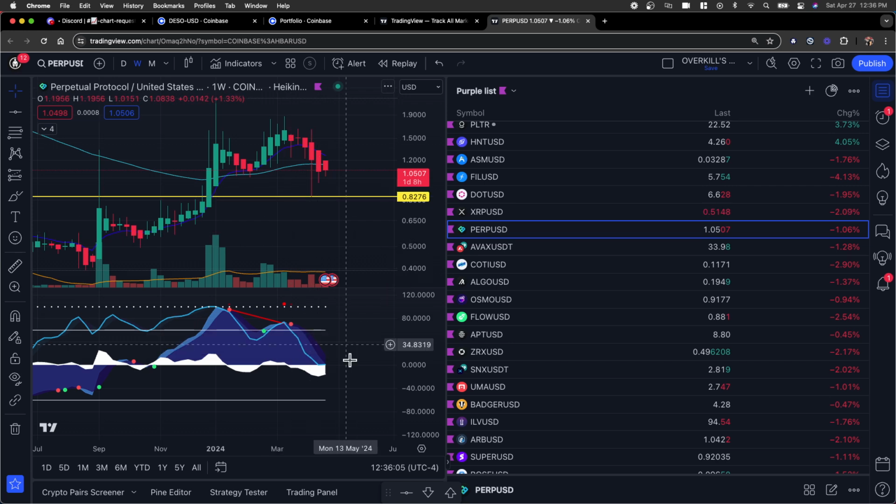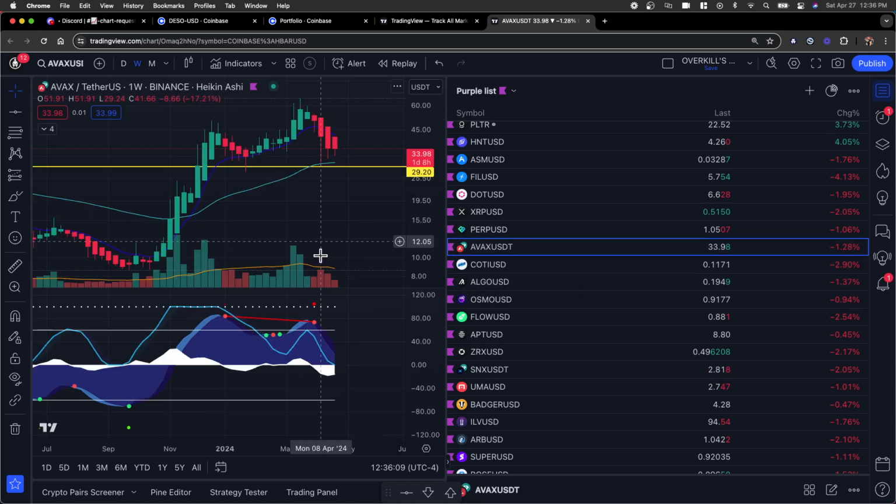Perp also down here on the floor. So again, I'd be starting my position. Stop loss on that's 82. AVAX, we got a stop loss at 29 set. That one's sitting right near that 50-week moving average.